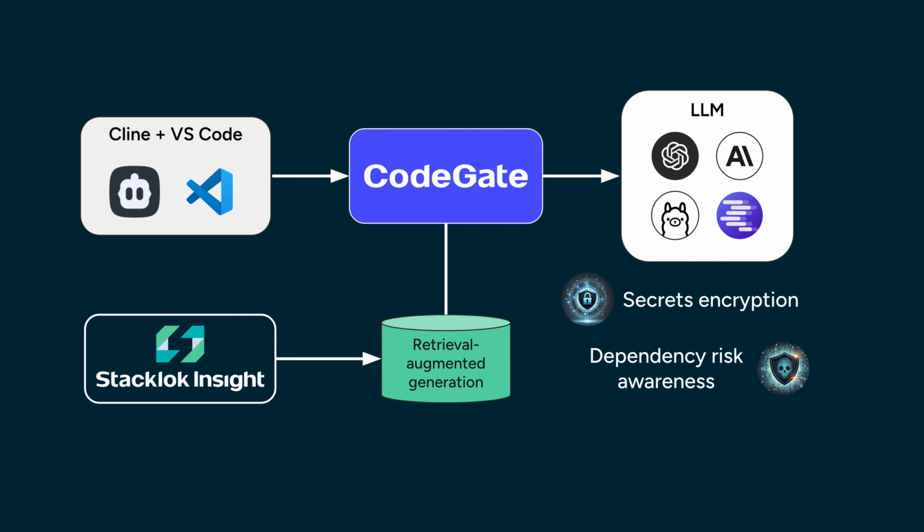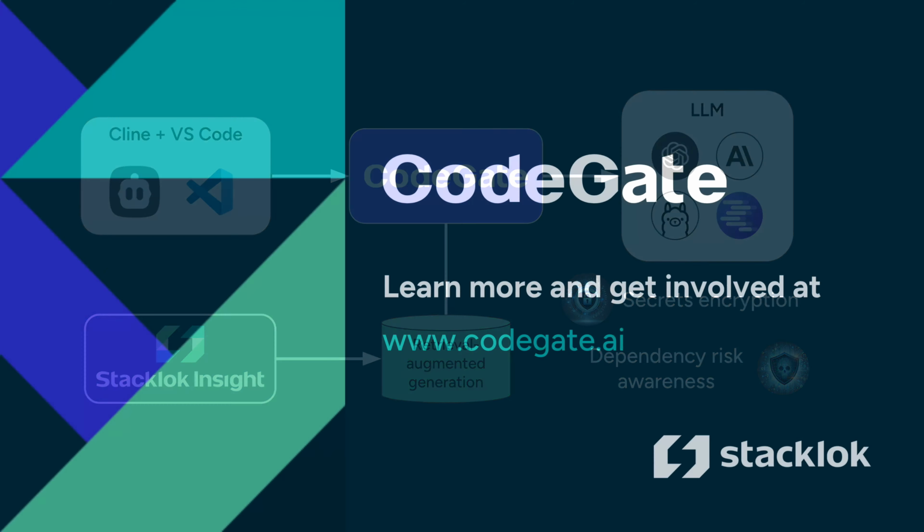CodeGate works in the background. It's always there reviewing every prompt and response between Cline and your language model. So as Cline is working through your tasks, it automatically gets the added privacy and security protections from CodeGate.